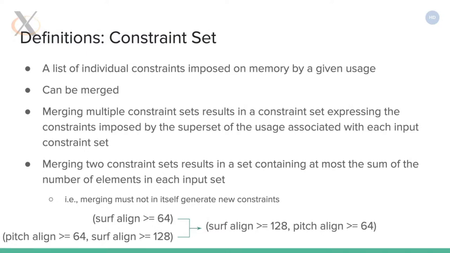And the most useful property of that merging is that when you merge multiple sets, you get something that describes the constraints that apply to the union of all the usages that you specified when querying those sets. So if you asked a display device what its constraints were, and a rendering device what its constraints were, and then you merge those, the result would be something that expresses all constraints that apply to both displaying and rendering.